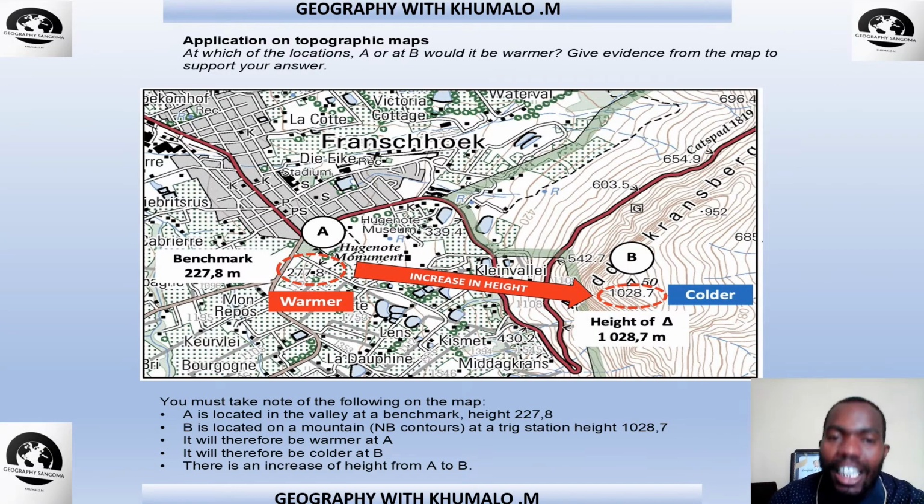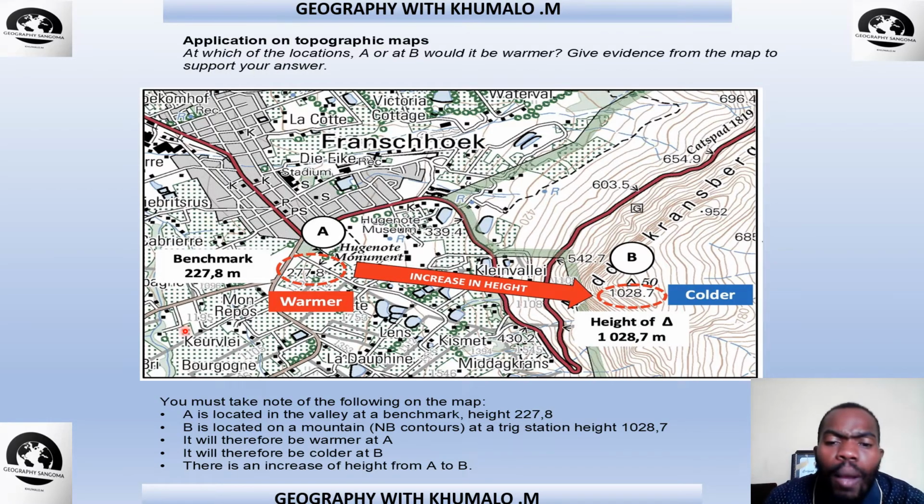Not latitude, but altitude. Now, grade 10s, remember that we no longer have that paper with 75 marks of Mapwork. Now, we have integrated. What is to integrate? It is to join the topics of topic 1 and chapter 2, which is geomorphology, and try to apply them into Mapwork. Now, this is an application of topographic maps. At which of the locations, A or B, will it be warmer? Give evidence from the map to support your answer.